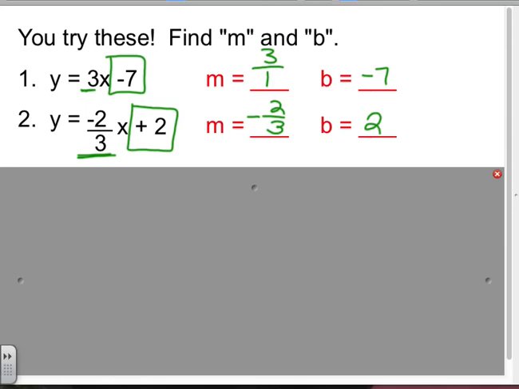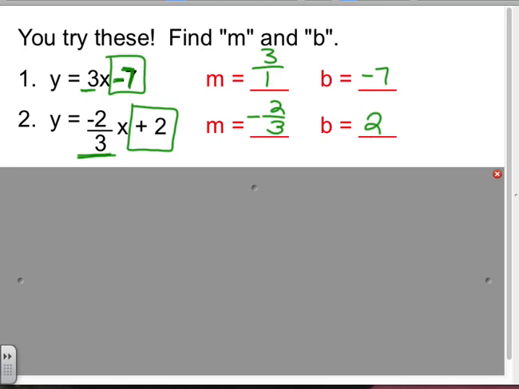I want you to notice the difference between the y-intercept from problem number 1 to problem number 2. Do you see how I put boxes around the negative 7 and I put a box around the positive 2? I really want you to get in the habit of doing that, at least for now. It's important to keep the right sign with the y-intercept. For example, for number 1, if you told me the y-intercept was 7, that's not right. This line does not cross through at a positive 7. It crosses the y-axis at a negative 7.